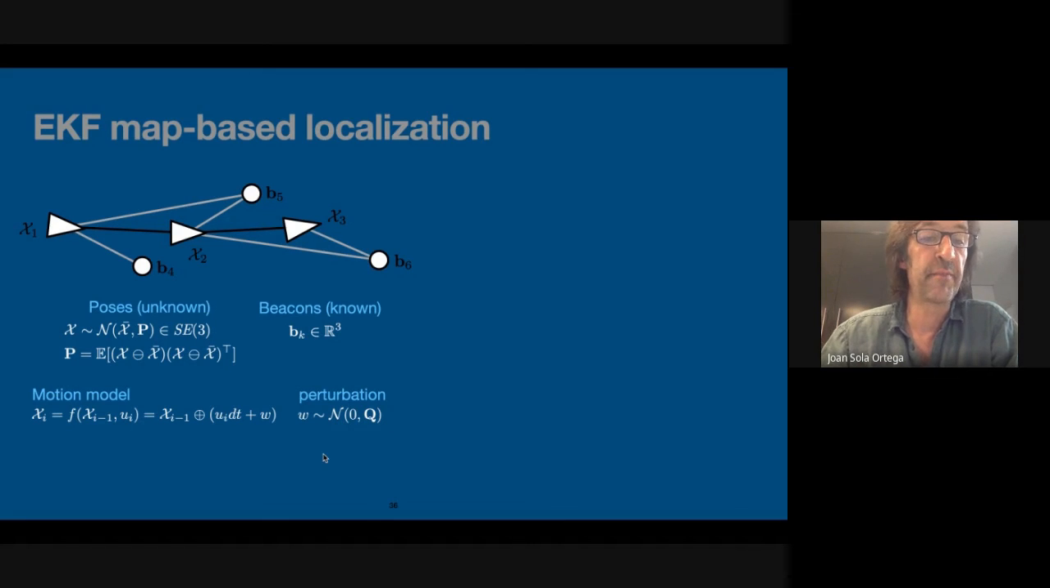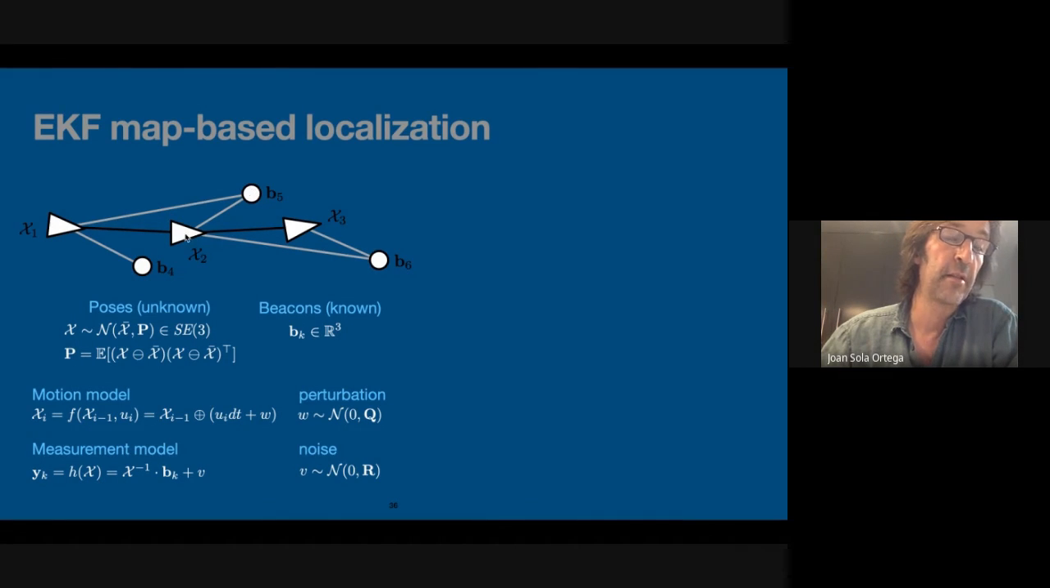Kalman filter and the measurement model. You can express the measurements of a beacon from a robot. If you want to express this in the reference frame of the robot, you have to do a frame transformation from world to robot frame. And this is the action of SE3. SE3 is transforming points from one frame to the other. So x minus 1, BK, plus noise. Okay, this is your measurement model. And the noise is, again, a covariance matrix.